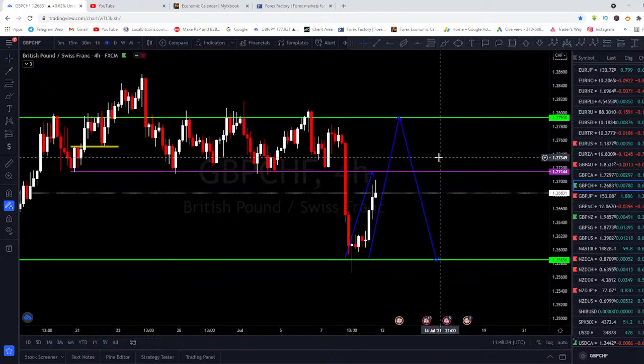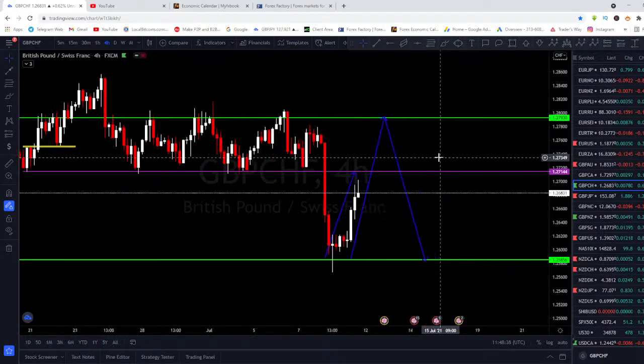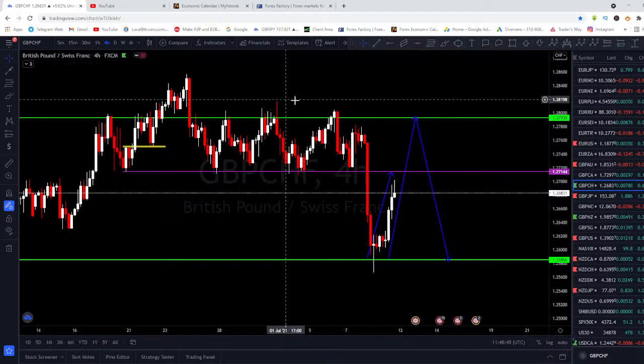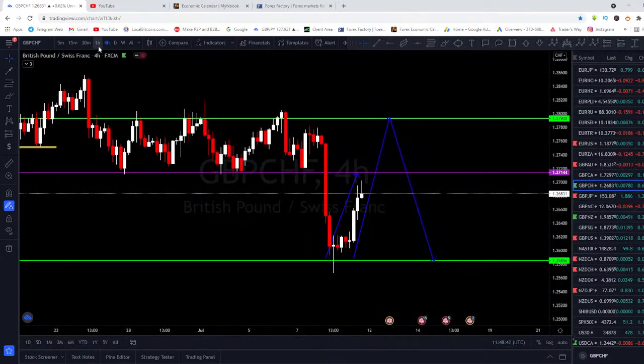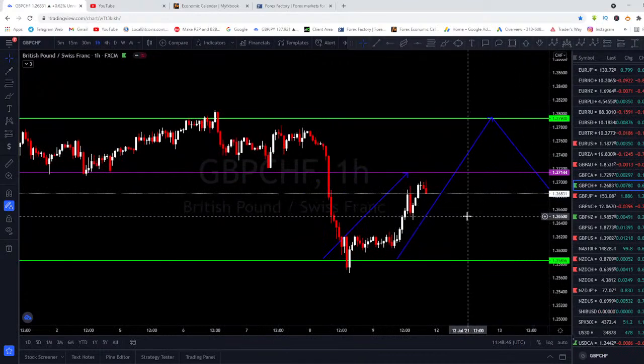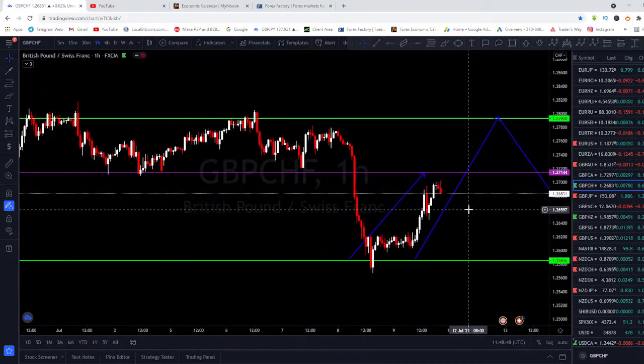So this is a ranging market. You have to wait for a breakout to happen before this will be a valid trend market. That's just what I'm seeing on GBP CHF. Me personally, like I said, I will not be interested in trading this GBP CHF.